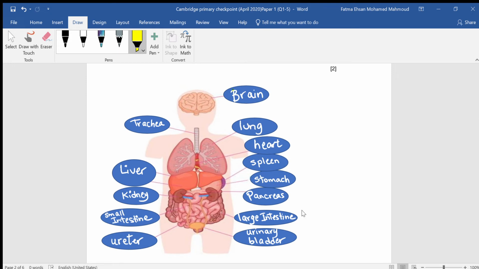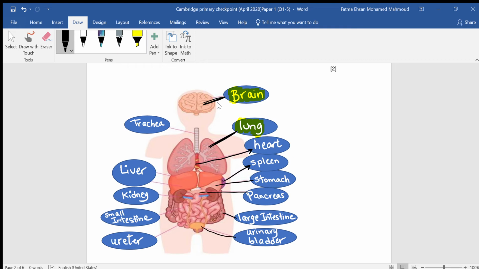أول حاجة عندي هنا ده brain. Okay, this is the brain. This is the lung. The lung. This is the heart. The heart actually is behind the lung. This is the spleen. This is the stomach. This is the pancreas. دي البنكرياس اللي عاملة زي ورقة الشجر. This is the large intestine.